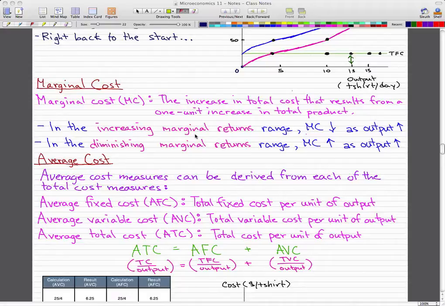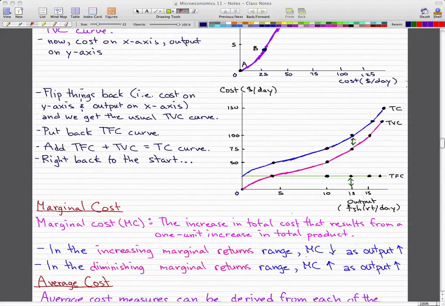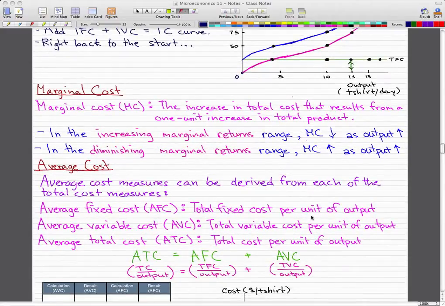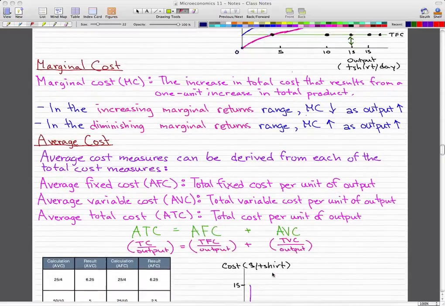Average cost measures can be derived from each of the following total cost measures. So we're really using these cost curves to calculate average costs. Total fixed cost per unit of output, that's average fixed cost. Average variable cost is the total variable cost per unit of output. Average total cost is the total cost per unit of output. And the formula for that is ATC equals AFC plus AVC. And if we break it down to the calculations, it's total cost over output equals total fixed cost over output plus total variable cost over output.